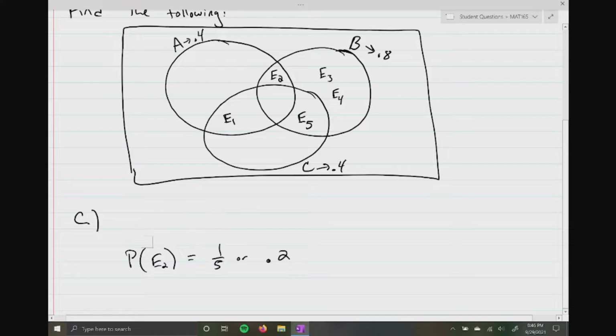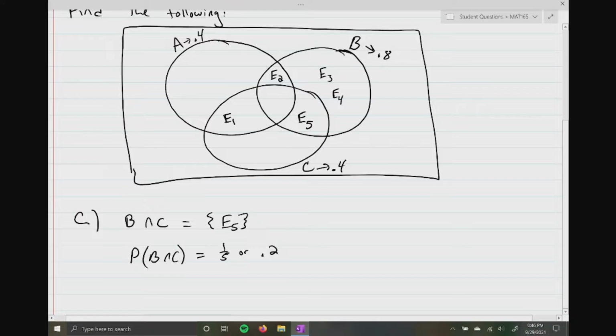So now I'm going to do part C. Let me erase this. Part C is asking for the intersection of B and C. Well, since there's only one event in B and C, that's going to be event 5. Okay. Hold on one sec. Sorry, I'm moving too fast. So the probability of B intersection C is going to be 1/5 or 0.2 again.